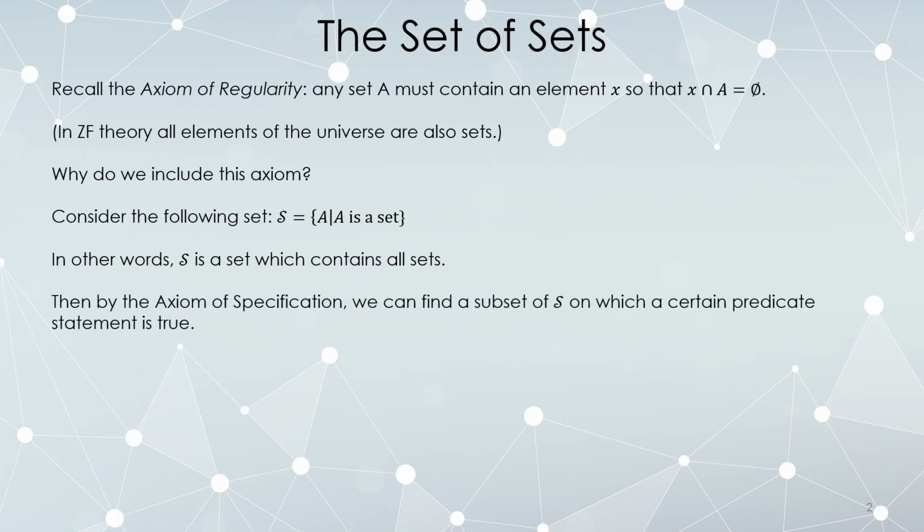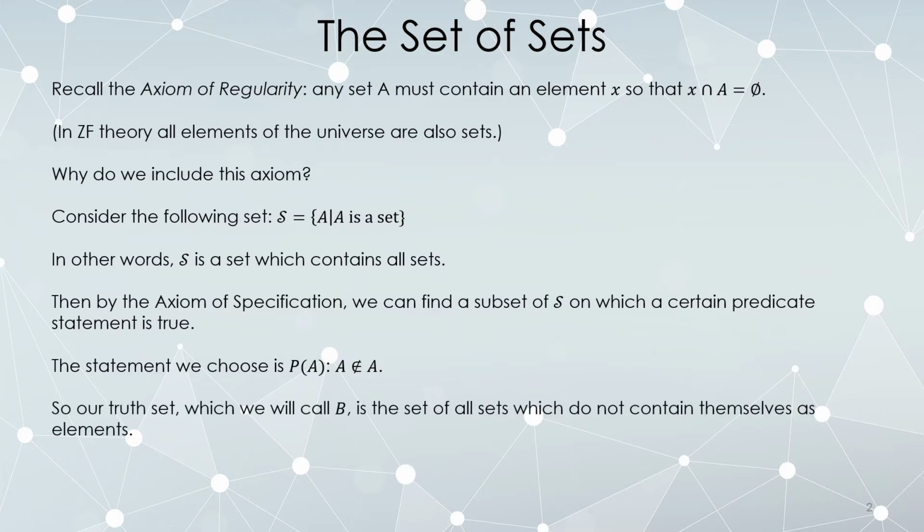By the axiom of specification, once you have a set, you can make a subset, which is all elements on which a certain predicate statement is true. And the statement we're going to use is sets that are not elements of themselves. So if a set is not an element of itself, it goes into our subset. If a set is an element of itself, it does not, sorry. So our truth set, which we'll call B, just the truth set of this predicate, is the set of all sets which do not contain themselves as elements.